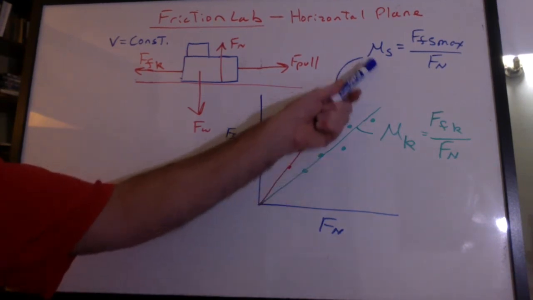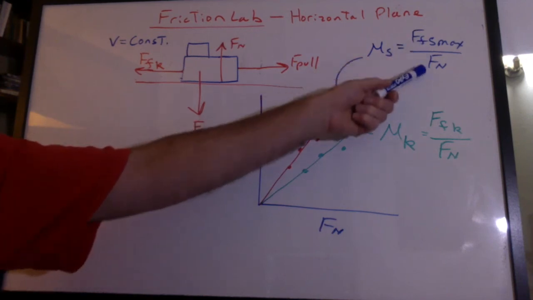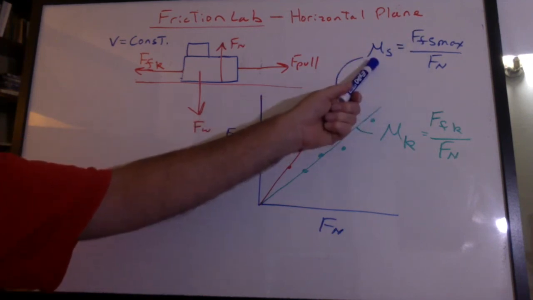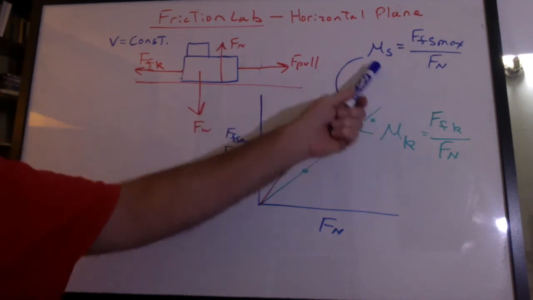Let's take a look at the meaning of mu. First, let's look at the units. Does this number have any units? It's newtons over newtons. They cancel out.